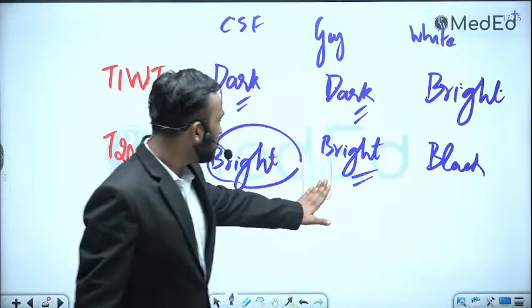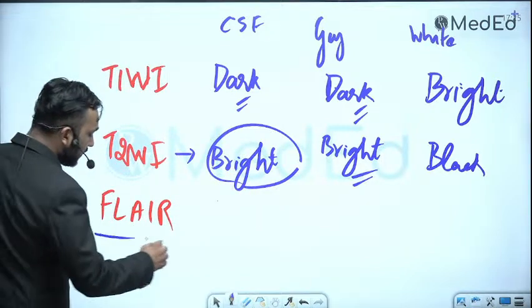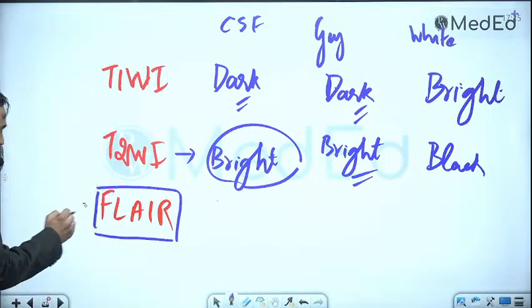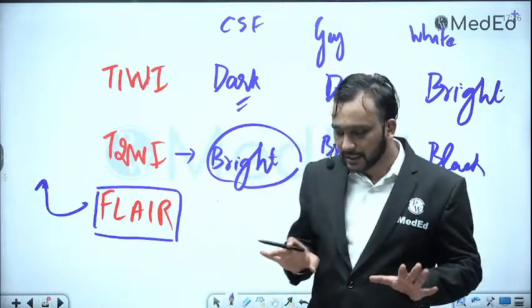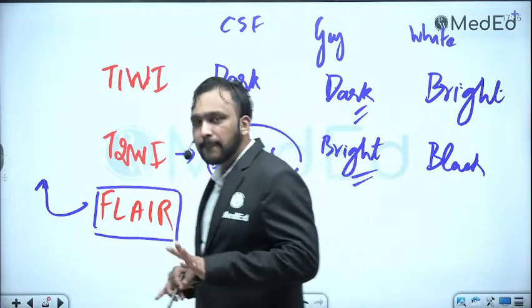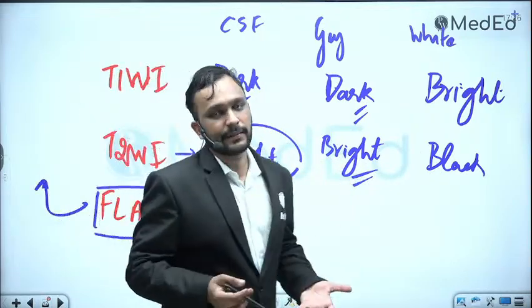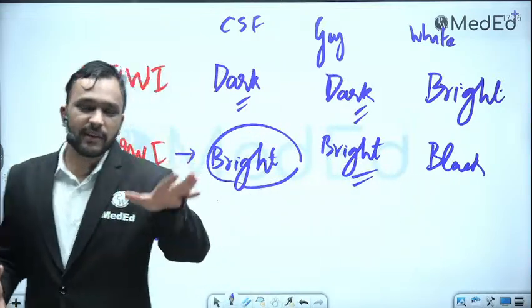Okay, the most important thing is that you have to remember the T2 grade image. And if we talk about FLAIR image, what does FLAIR stand for? FLAIR stands for fluid attenuation inversion recovery sequence. Simply, it is a T2 grade image in which the fluid part is suppressed. Okay, the fluid part is suppressed, and fluid appears black in FLAIR image.